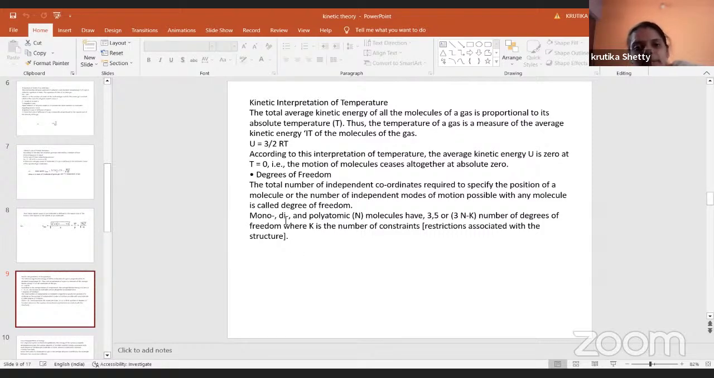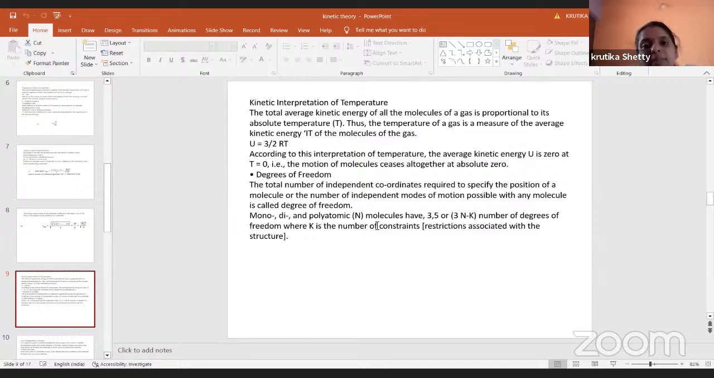So here we have monoatomic, diatomic and polyatomic molecules. The degree of freedom is given by the formula 3n minus k, where n is the number of atoms. If it is monoatomic, 1 is substituted. If it is diatomic, 2 is substituted. Polyatomic means more than 2, so 3, 4 or 5 can come.